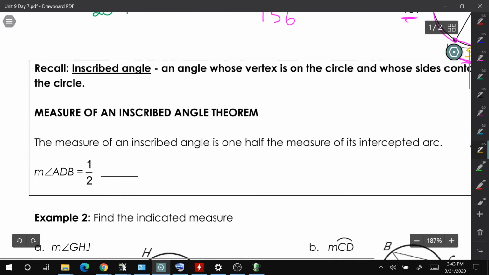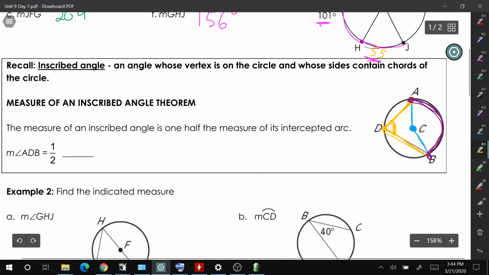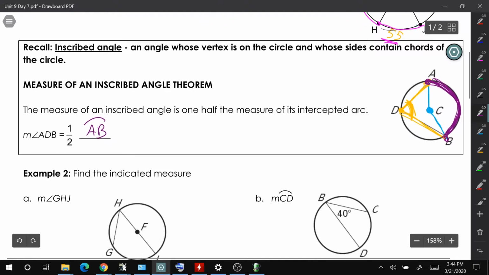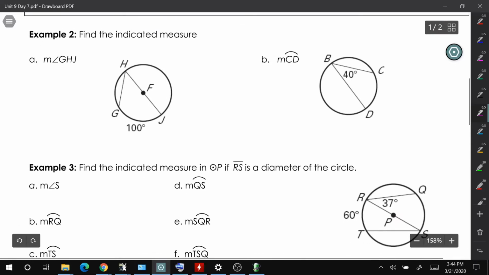So over here, the measure of angle ADB is 1/2 the measure of arc AB. I'll use the same color. So this purple arc is related to this central angle because the inscribed angle. This inscribed angle is 1/2 of this arc. So let's see some examples of this.